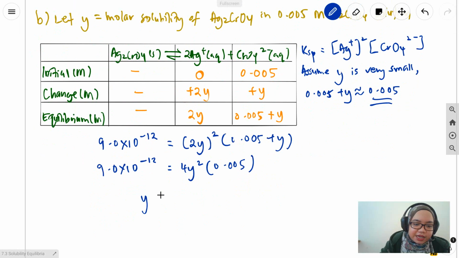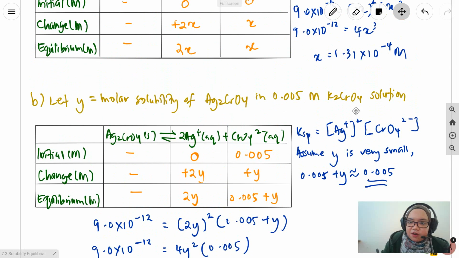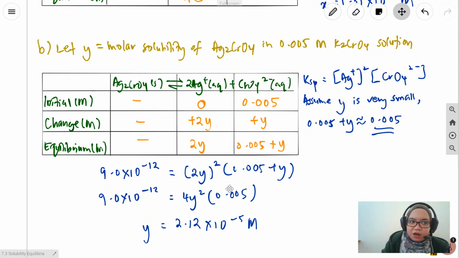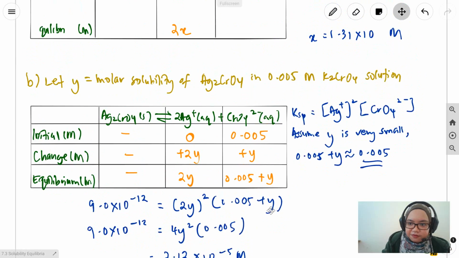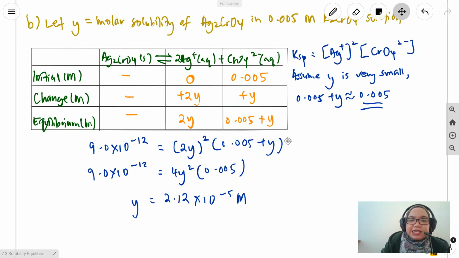So, kita akan dapat Y dekat sini sama dengan 2.12 times 10 negative 5 molar. Sebab kita dah let Y sama dengan molar solubility. So, kita terus masukkan unit dekat sini. Okay. So, dekat sini, kita compare solubility dia dalam water times negative 4. Bila solubility dalam K2CrO4, solubility dia negative 5. So, maksudnya kat sini, solubility dia dah berkurangan. Betul? Dia dekat water lagi tinggi solubility dia compared to dalam chromate solution. Dia makin menurun.